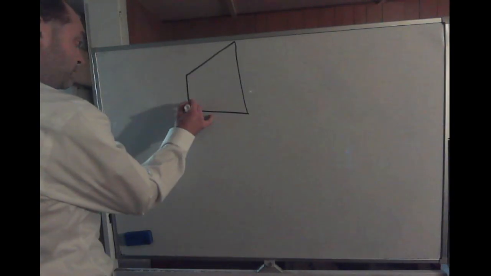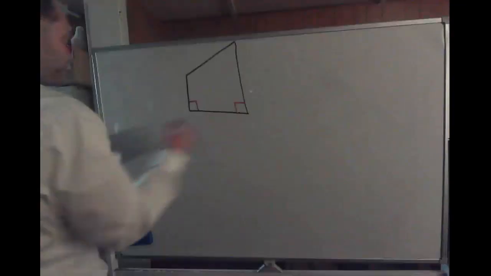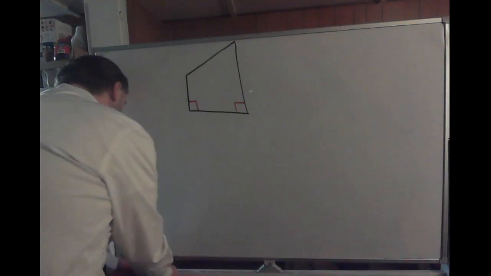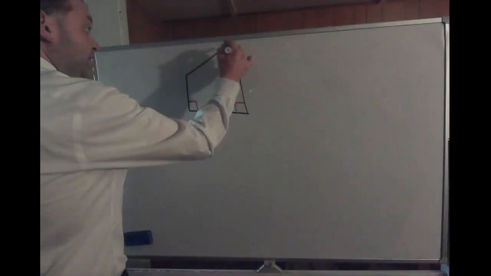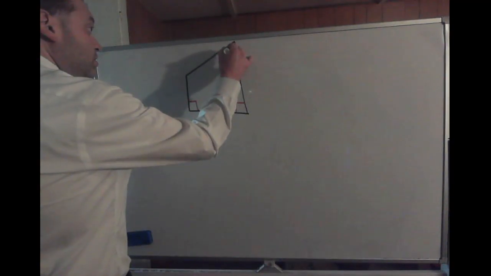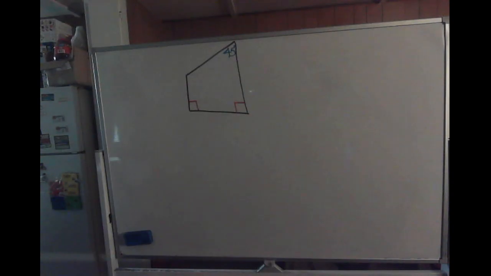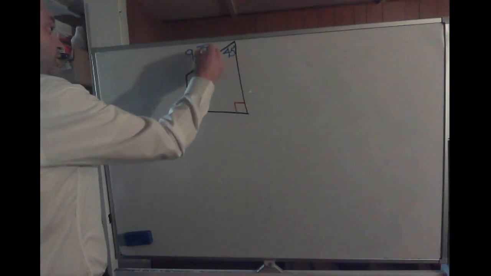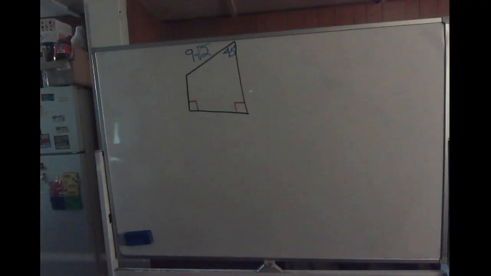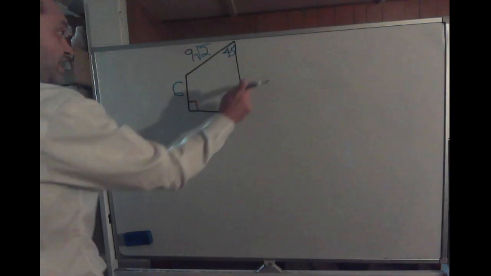So we have 2 right angles here. What else do we have? We have up here a 45-degree angle. This side here is 9 times the square root of 2. This side is 6. We don't know this side or this side.